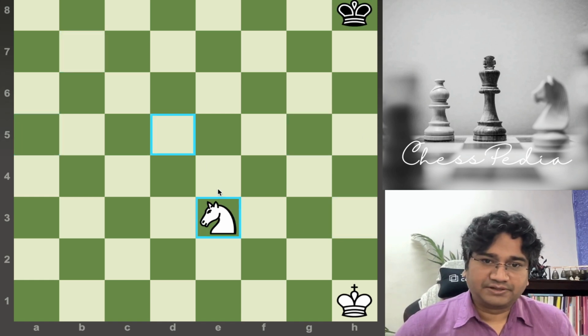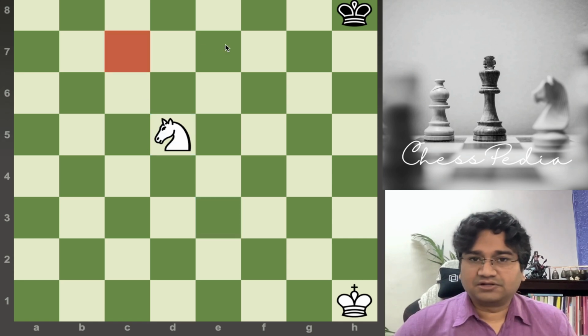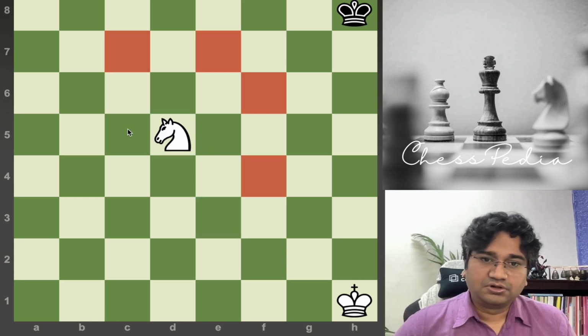I want to show you something else actually. Now see, in the center it covers 8 squares, 1, 2, 3, 4, 5, 6, 7, 8. We have seen that, right? But had it been in the corner, the power is severely restricted. Let's see how.